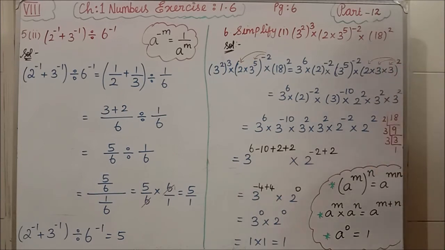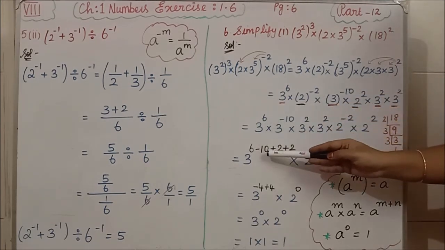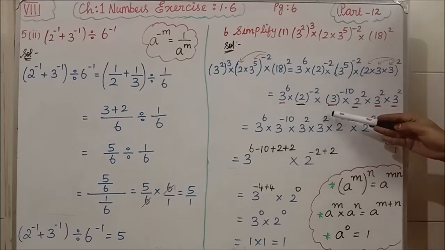I told you many times, if the bases are same, the powers can be added. So what formula? a power m into a power n is equal to a power m plus n. According to this formula, I am writing here. Clear all of you? How I am writing? See, I am adding the powers. See, 6 minus 10 plus 2 plus 2.